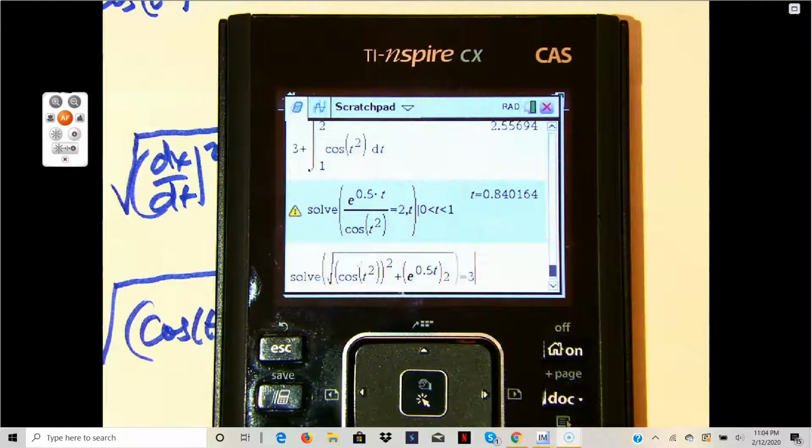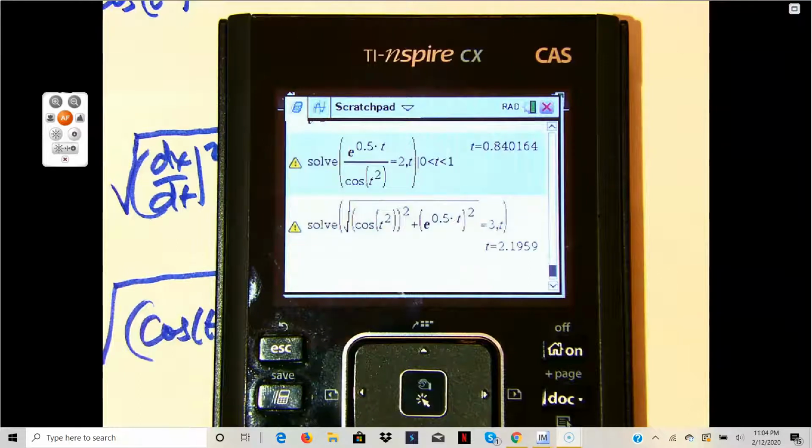Oh, wait, I'm outside of the parentheses. So equal, oh wait, what happened? That should be squared. That should be squared there. Okay. Get outside of the square root, set that equal to 3, and then comma t. Okay.